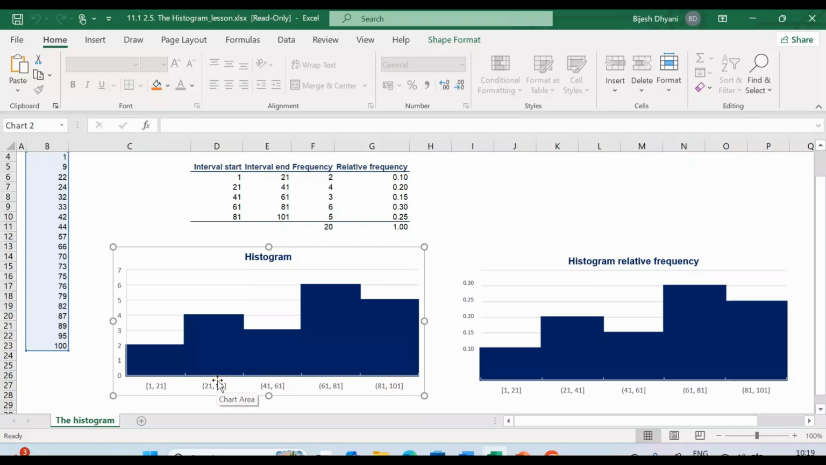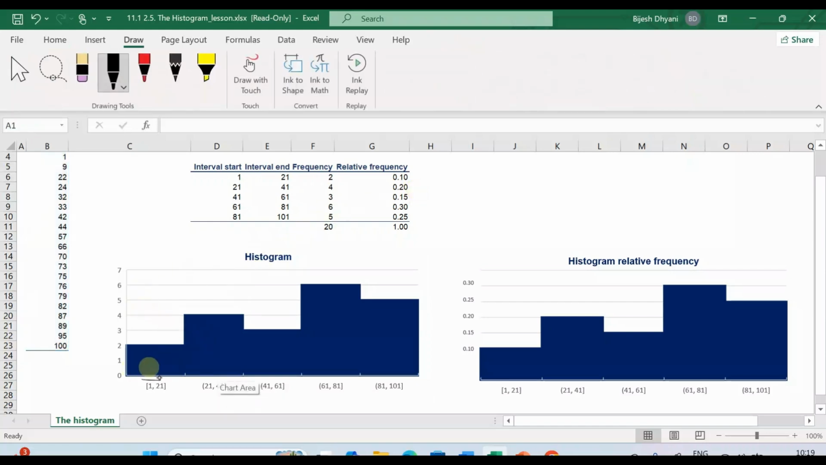So what are the components of a histogram? Each bar has a width. You can see that each bar over here has a width. This bar has a width, this bar has a width. Height is equal to the frequency, meaning absolute frequency: how many numbers are between 21 and this value.